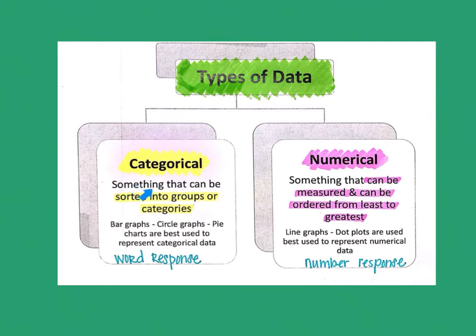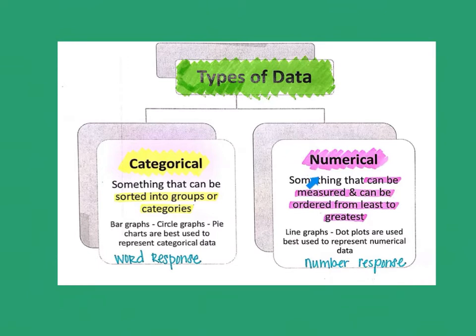Categorical can be something that can be sorted into groups or specific categories. Often these types of data are displayed in bar graphs, circle graphs. You could use pie charts to help you represent your word response to a question.